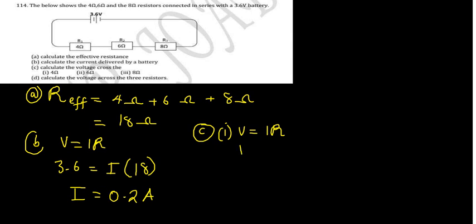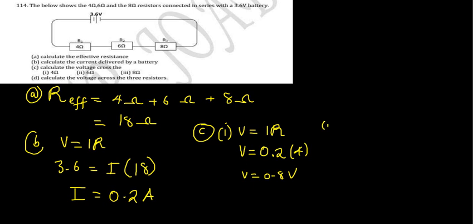So therefore, voltage is going to be equal to current. The current flowing through this circuit is the same. Which one have we calculated? Current, we've calculated 0.2. And then the first resistor is 4. So we'll multiply 0.2 times 4. That is going to be 0.8 volts.